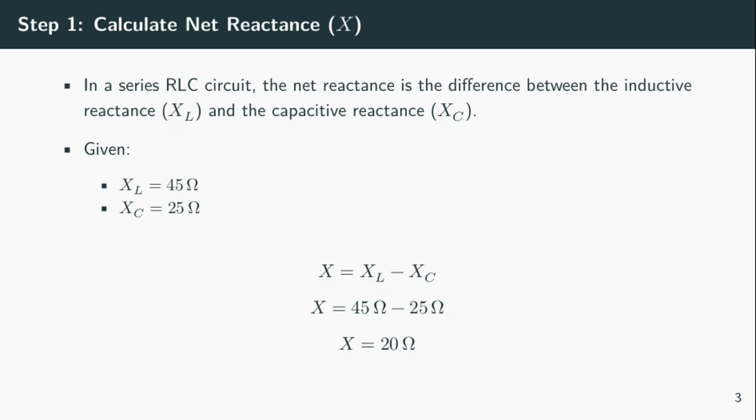Alright, step 1. Let's calculate the net reactance, which we'll call X. In a series RLC circuit, the net reactance is simply the difference between the inductive reactance XL and the capacitive reactance XC. We are given that XL is 45 ohms and XC is 25 ohms. So our formula is X equals XL minus XC. Plugging in the numbers, X equals 45 ohms minus 25 ohms. That gives us a net reactance X of 20 ohms.